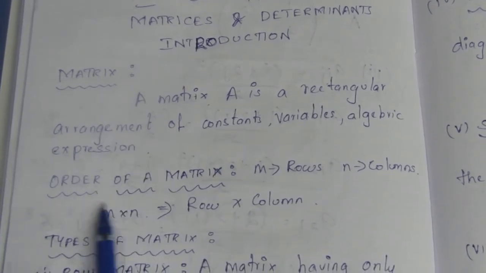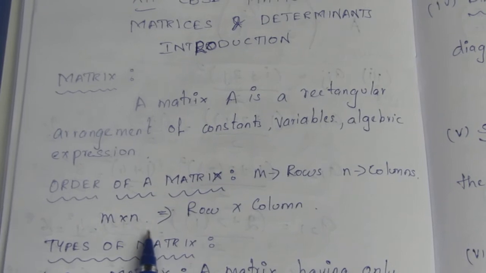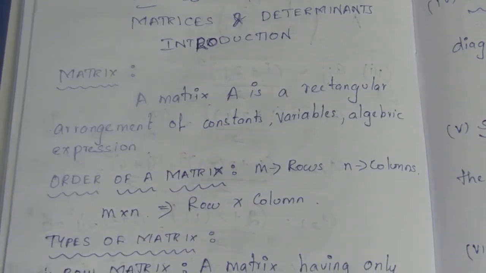So the first one represents the number of rows in the matrix. The second one will be your number of columns in the matrix.